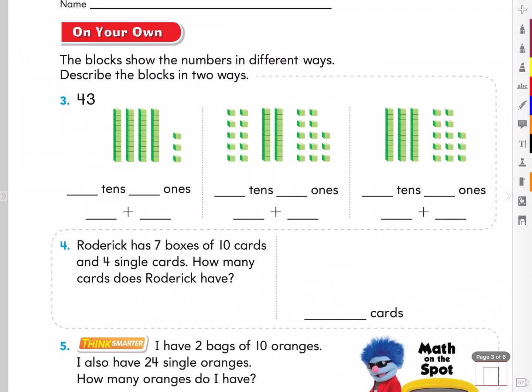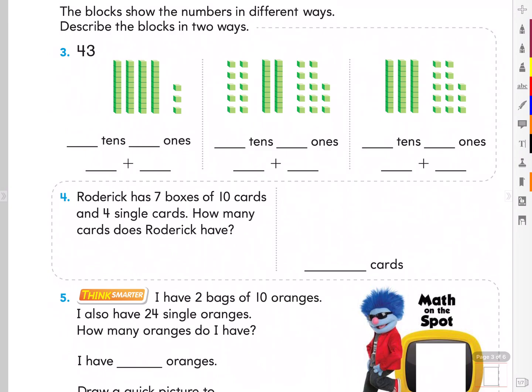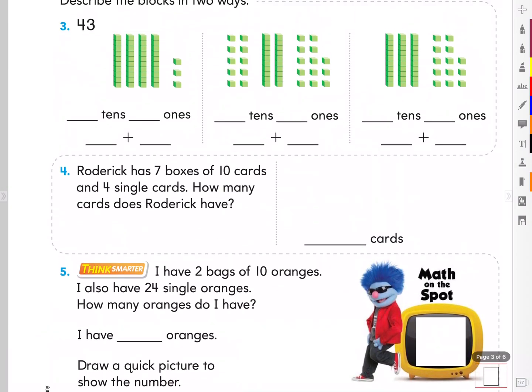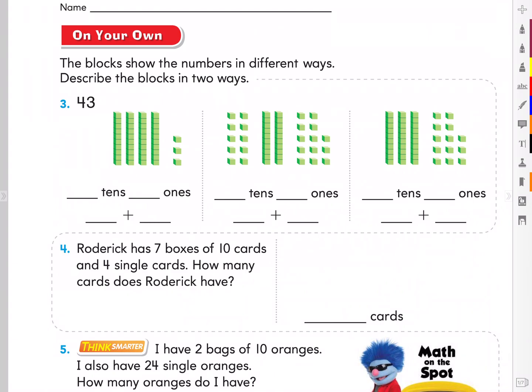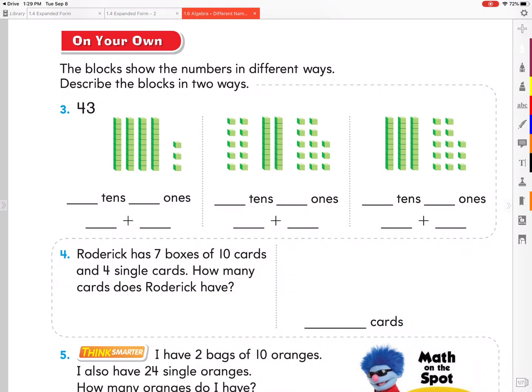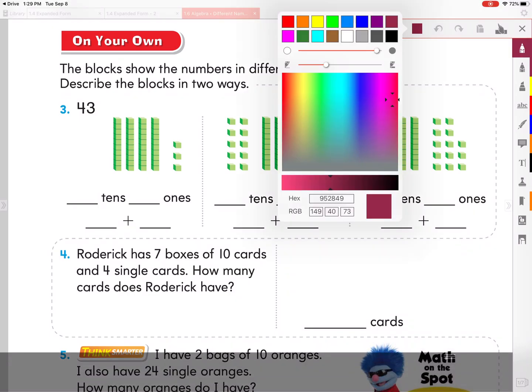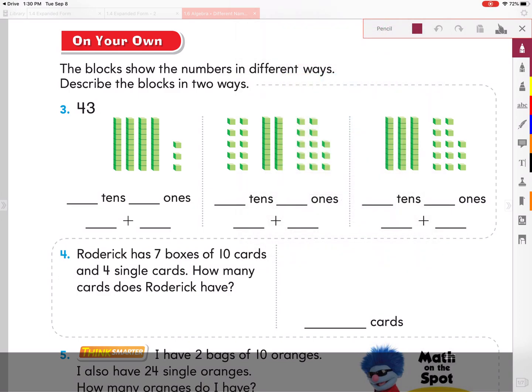Okay. On your own. Guess what? We're still doing the same thing. You are now on page 45. I'll give you a second to put your name on your paper. First thing you do is always the same. You grab your pencil and you write your name.